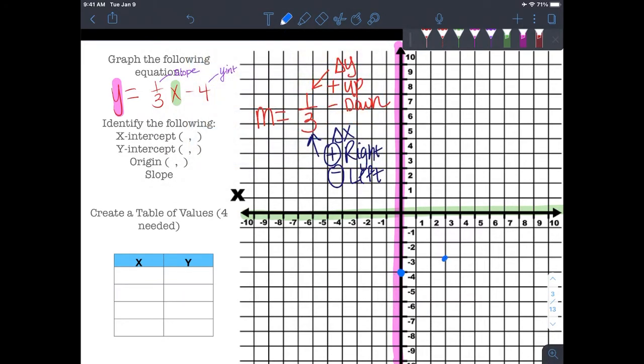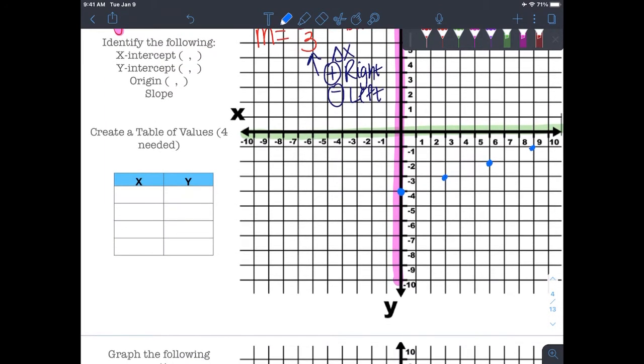And I'm going to repeat that process over and over. 1 up, 3 to the right. 1 up, 3 to the right. And if I did it one more time, I would be off of my graph, so I don't need that point.